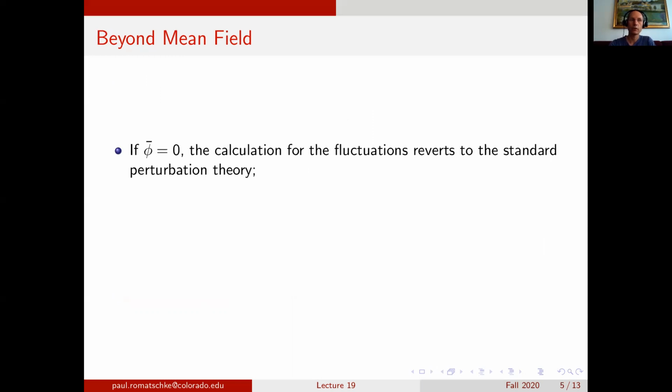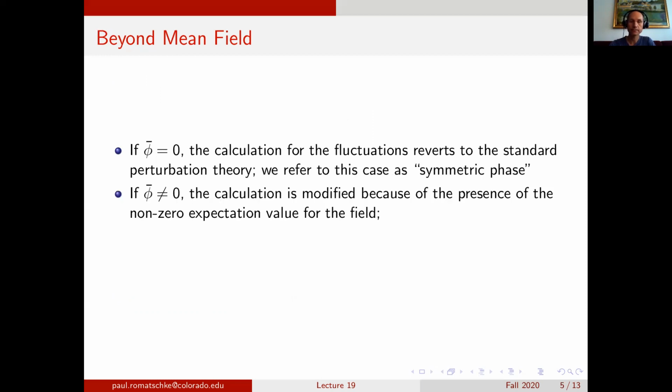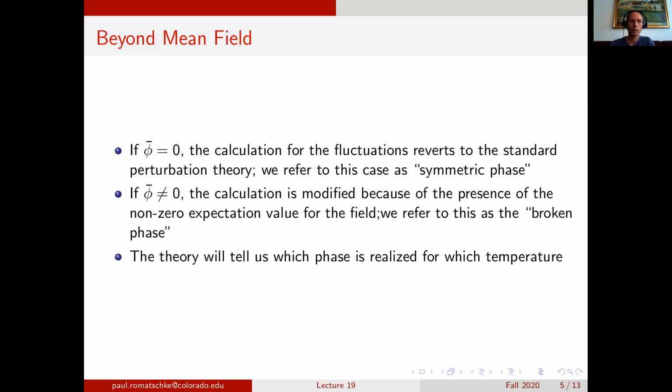By construction, if the expectation value of the mean field is vanishing, the calculation for the fluctuations just reverts to the standard perturbation theory. We will refer to this case as the symmetric phase. By contrast, if the mean field is non-zero, the calculation is modified because there's a non-vanishing expectation value for the field. We will refer to this as the broken phase.